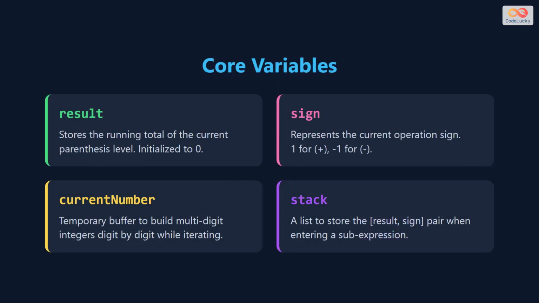We will need 4 main things: a result variable for our running total, a sign variable where 1 represents positive and negative 1 represents negative, a current number variable to build digits, and finally, a stack to store our context when we dive into parentheses.